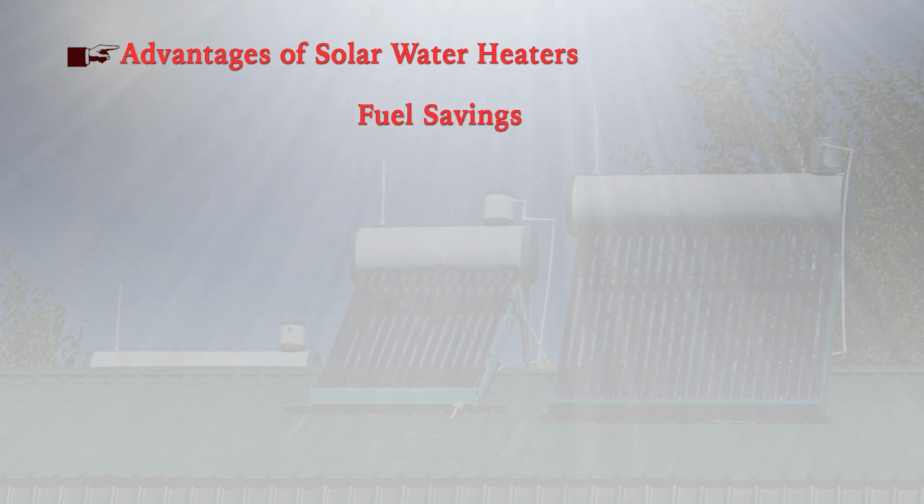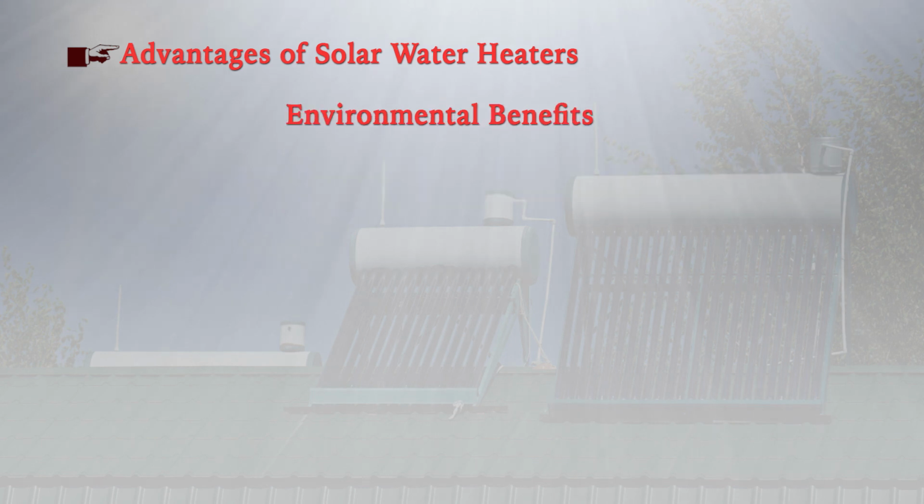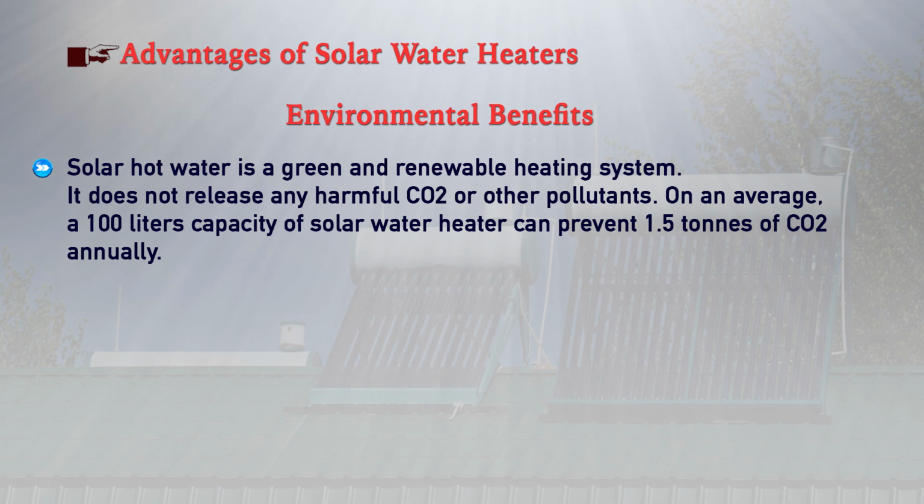Then the second advantage is fuel saving. On an average, a 100-liter capacity solar water heater can save about 1500 units of electricity annually. You know that the sun is free. Third advantage, the environmental benefits. A solar water heater is a green and renewable heating system. It does not release any harmful CO2 or other pollutants. On an average, a 100-liter capacity solar water heater can prevent 1.5 tons of CO2 annually.